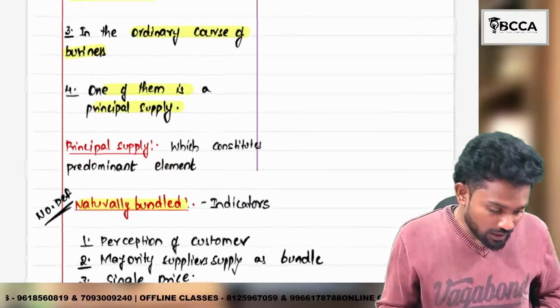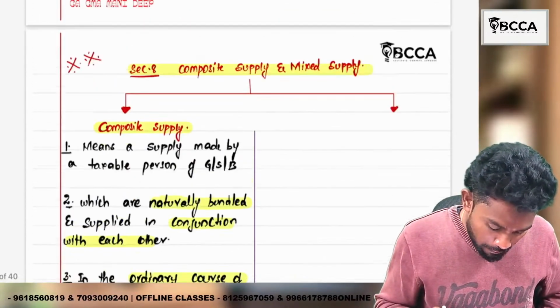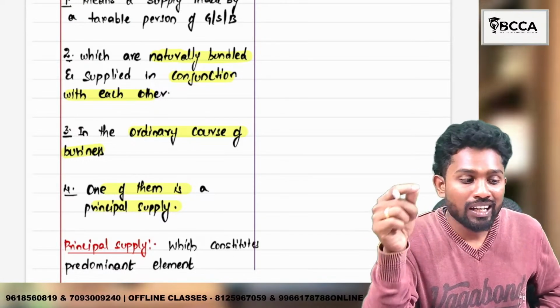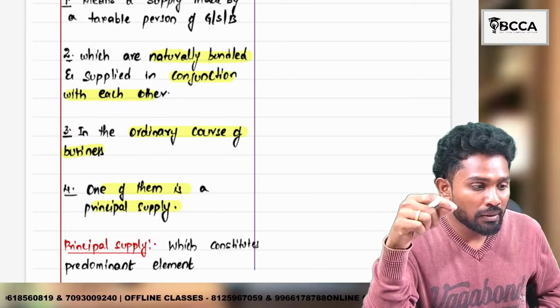So to understand what is called composite supply, you should have a test. The supply should be made by a taxable person and they are naturally bundled.